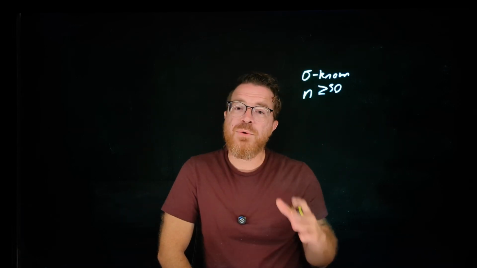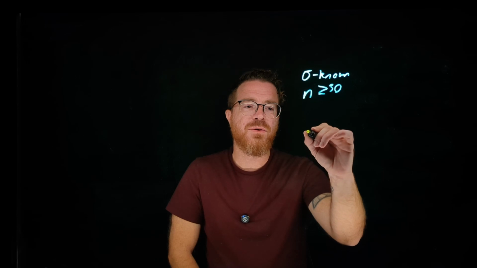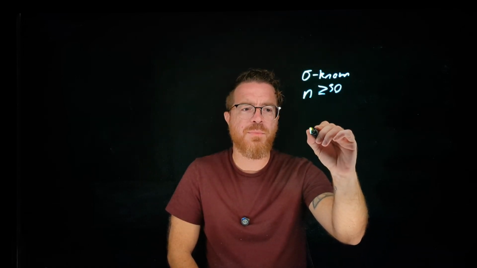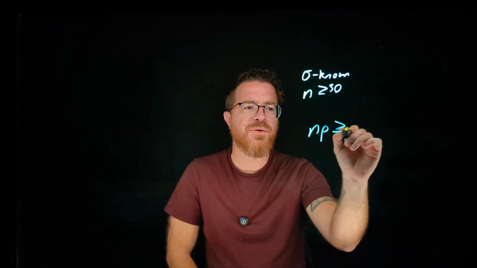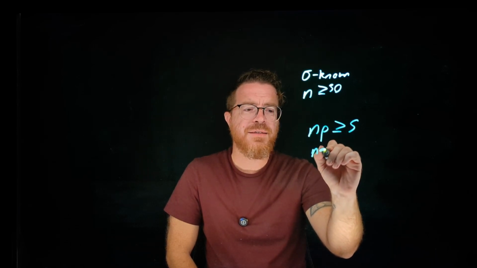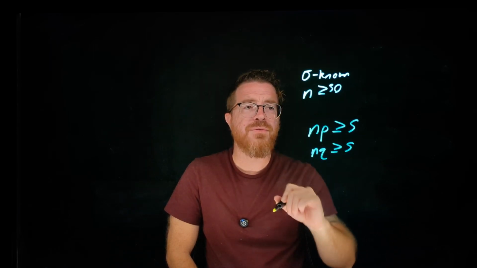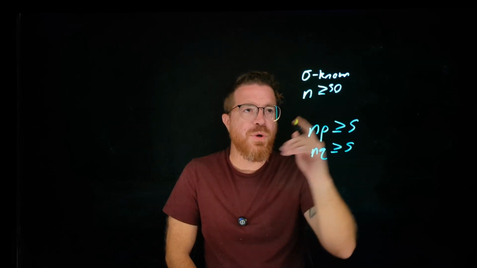If we were doing proportion, we would need to instead look at, do we have enough data? In this form, it would be that np is greater than or equal to 5, and nq is greater than or equal to 5.